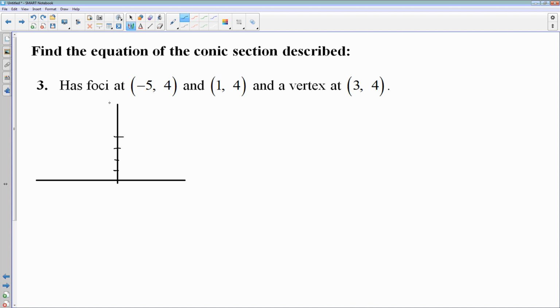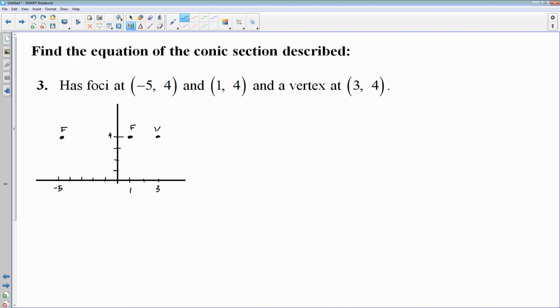And I have a focus, one of them at (1, 4). So I have 1 and 4, that's a focus. I have another focus at negative 5, so negative 1, 2, 3, 4, negative 5, 4. There's another focus. And then I have a vertex at (3, 4). So I need to go over 1, 2 more. And at (3, 4), I have a vertex.